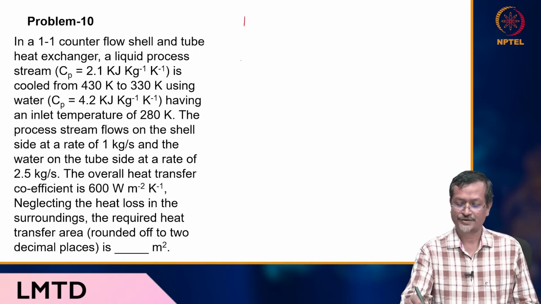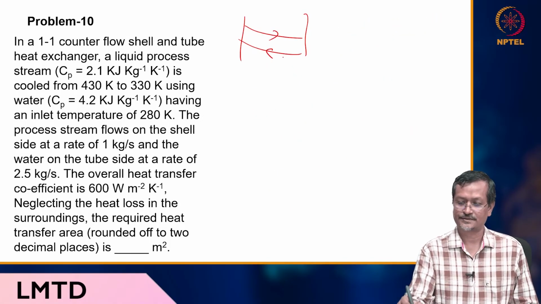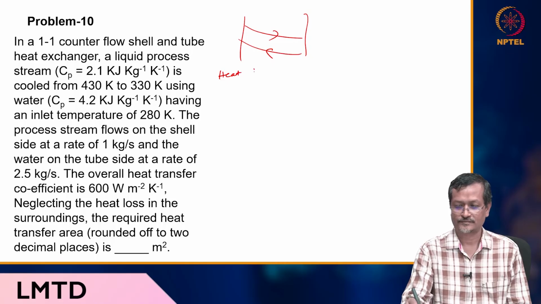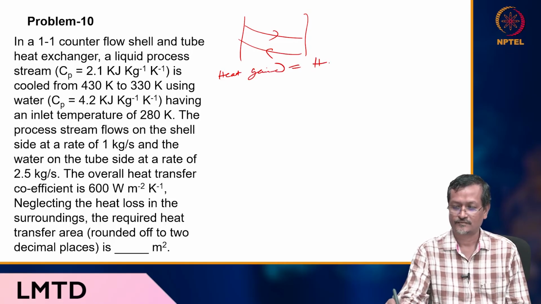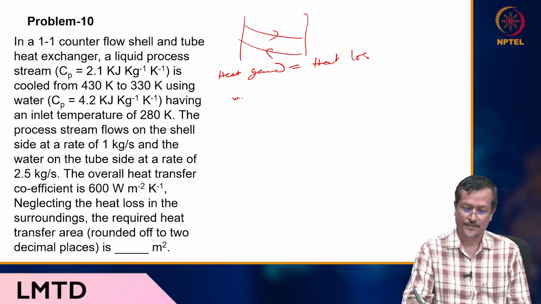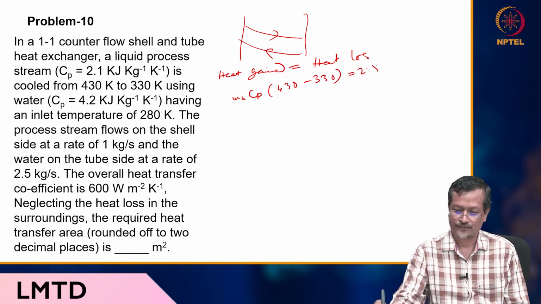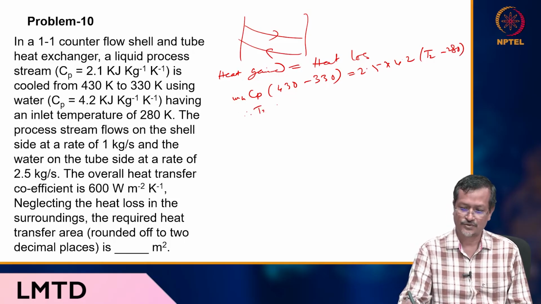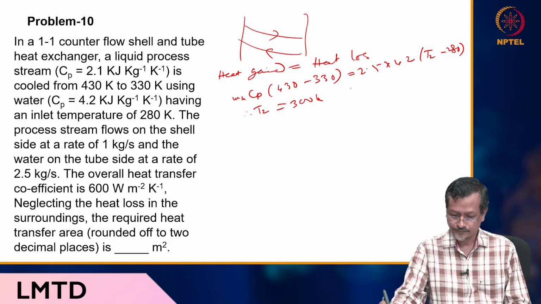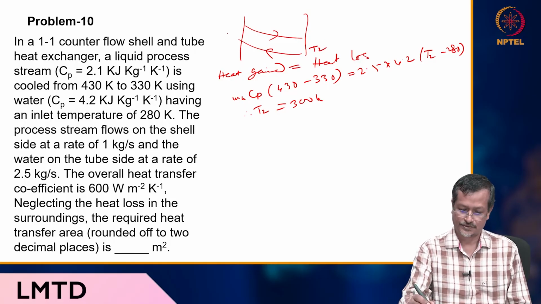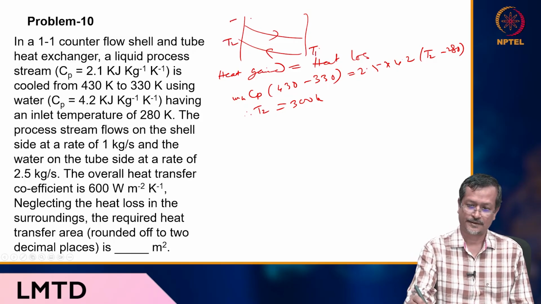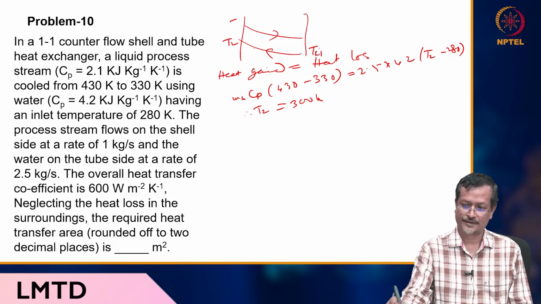So again it is a counterflow heat exchanger. So counterflow exchanger means first you draw like this. It is given heat gain is heat loss. So m_h Cp (430 minus 330) equals 2.5 into 4.2 (T2 minus 280). So therefore T2 equals 300 K. This is T2, sorry, T1, T2. Okay, T cold I can write.